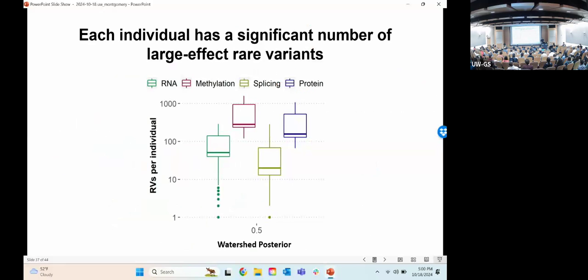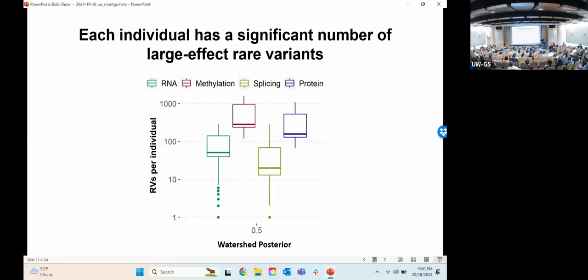And the output of this is we can report posteriors about how many significant variants people have for each of the different omes. And so we're seeing, on the order of this threshold of 0.5 in this data set, maybe closer to 60 or 70 or so expression rare variants, a large number impacting methylation, maybe about 20 or 30 impacting splicing, and a couple hundred impacting protein levels.